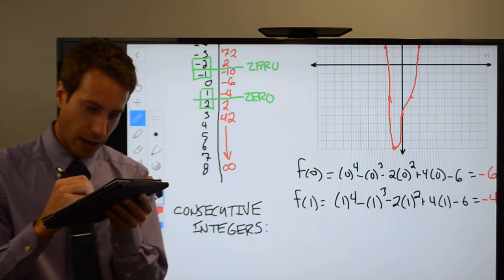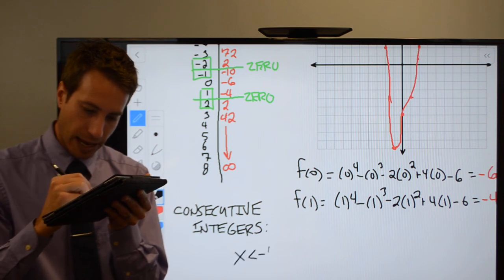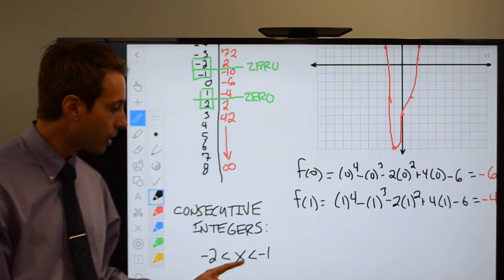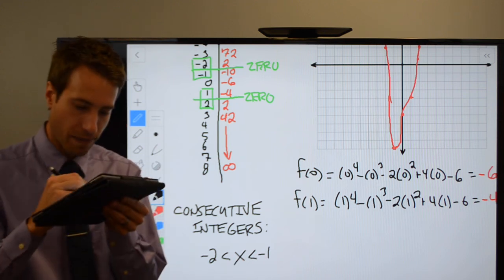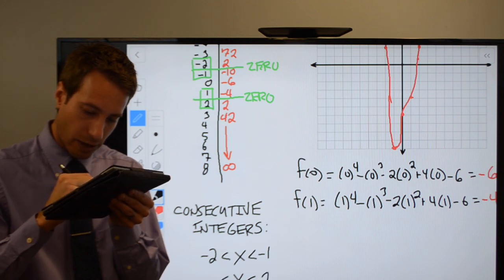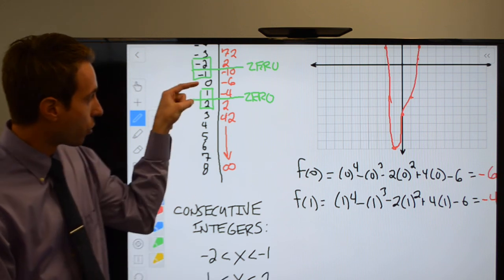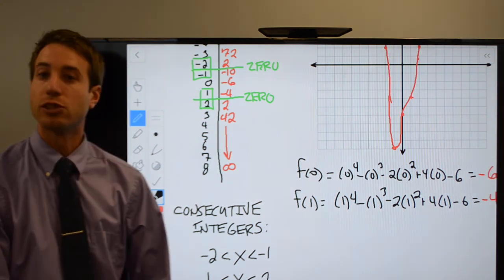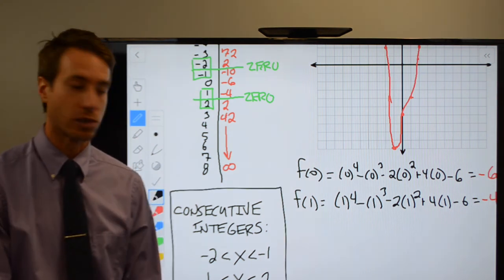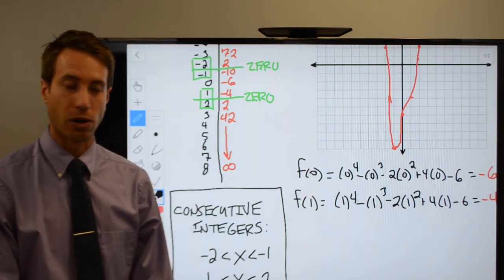Consecutive integers, here they are. X is between -1 and -2. X is less than -1 but greater than -2, so that's my first one. And then I got another one over here. X is less than 2 but greater than +1. Again, you just pull those numbers right off your chart to write your consecutive integers. That represents the zeros of this particular polynomial.